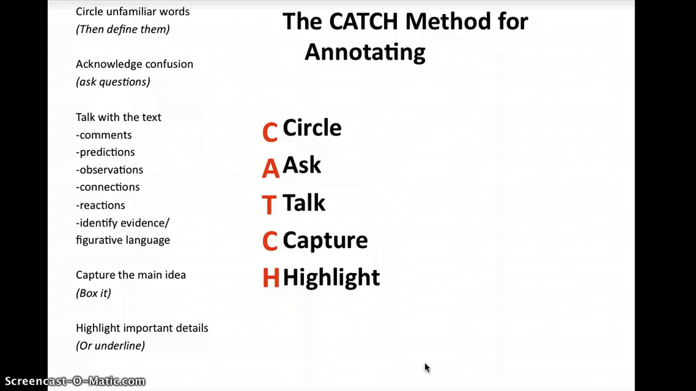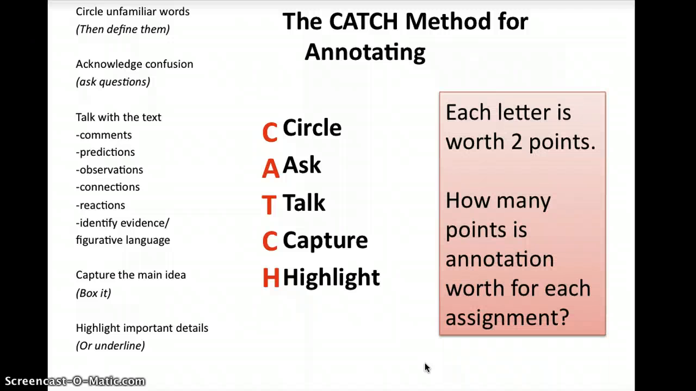I don't give my students highlighters, I make them underline. I'm a terrible person, you'll be fine. I give them a score. Each letter's worth 2 points, and so they would get 10 points just for annotating. You can do that however you'd like.